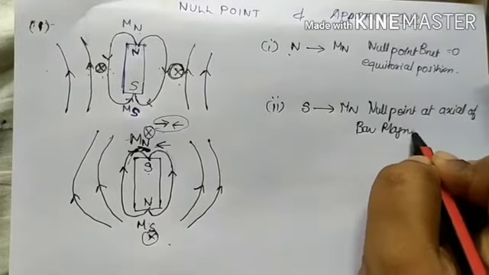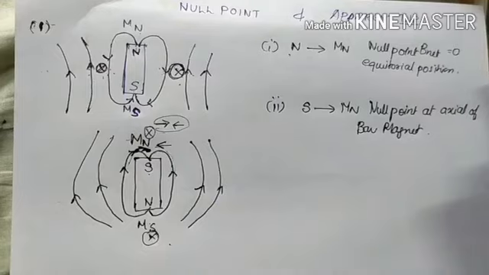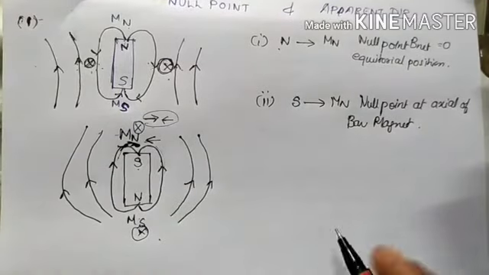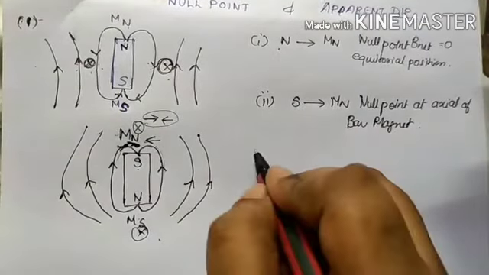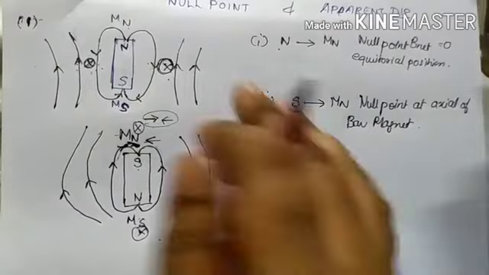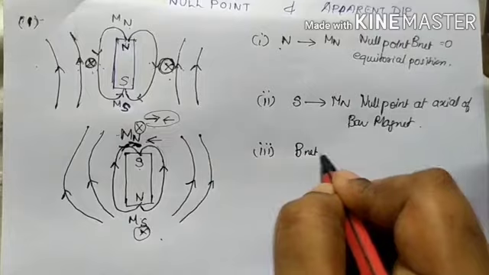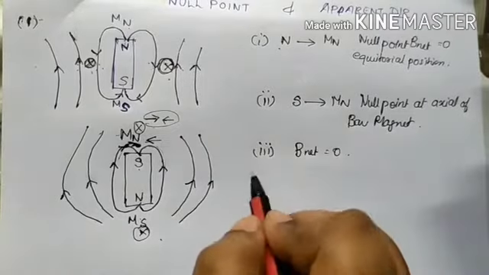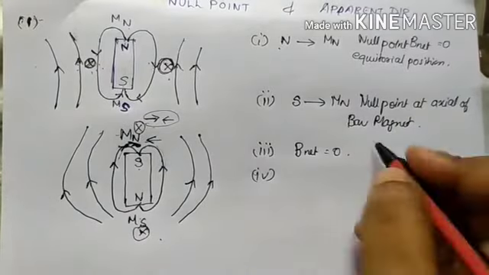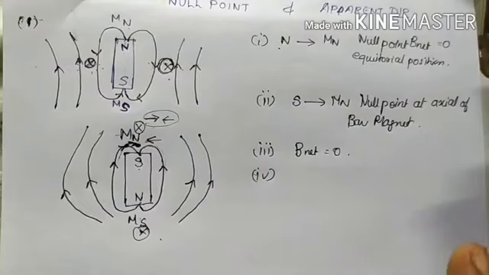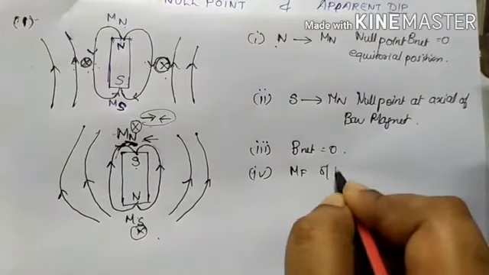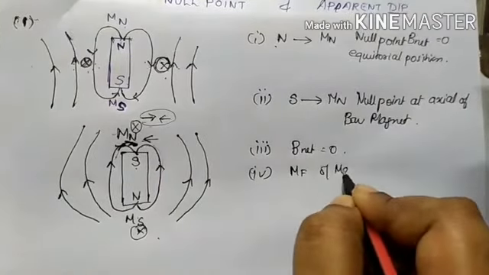So at that point, the value of B axial you have to remember, guys. This is a very important scenario in the case of NEET and JEE preparation. Now let's take a third scenario. Suppose I'm going to write the main point of the null point as B net is 0. Now the fourth section is the nature of the magnetic field: at the null point, the magnetic field of the magnet is equal to the magnetic field of the Earth.